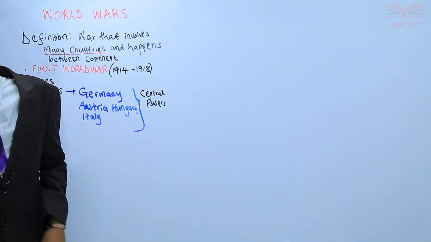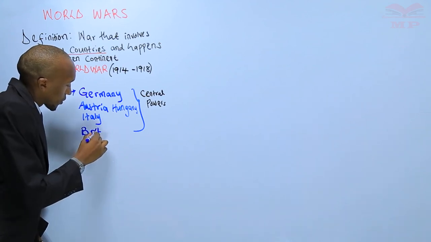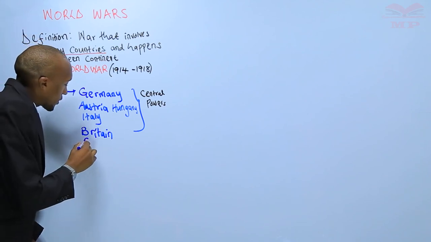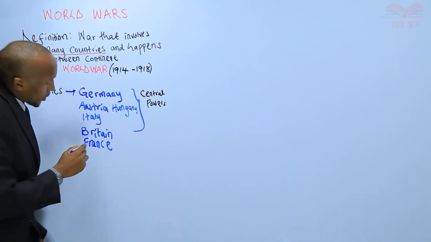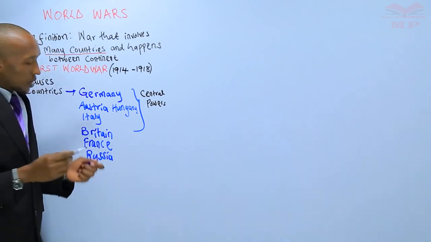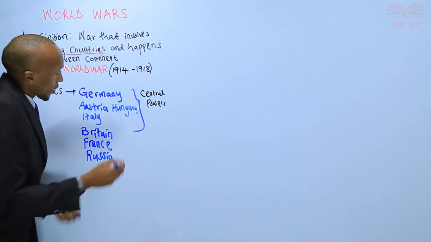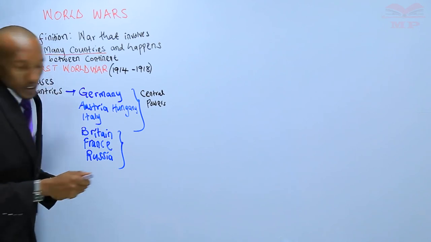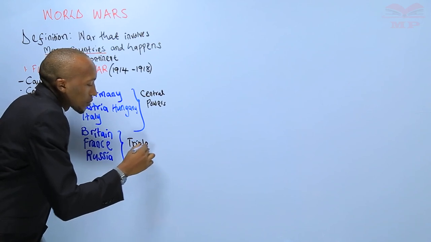Now, which is the second group? The second group, we had Britain, then we had France as the next, and then we had Russia. So these countries formed a bloc that we refer to as the Triple Powers.